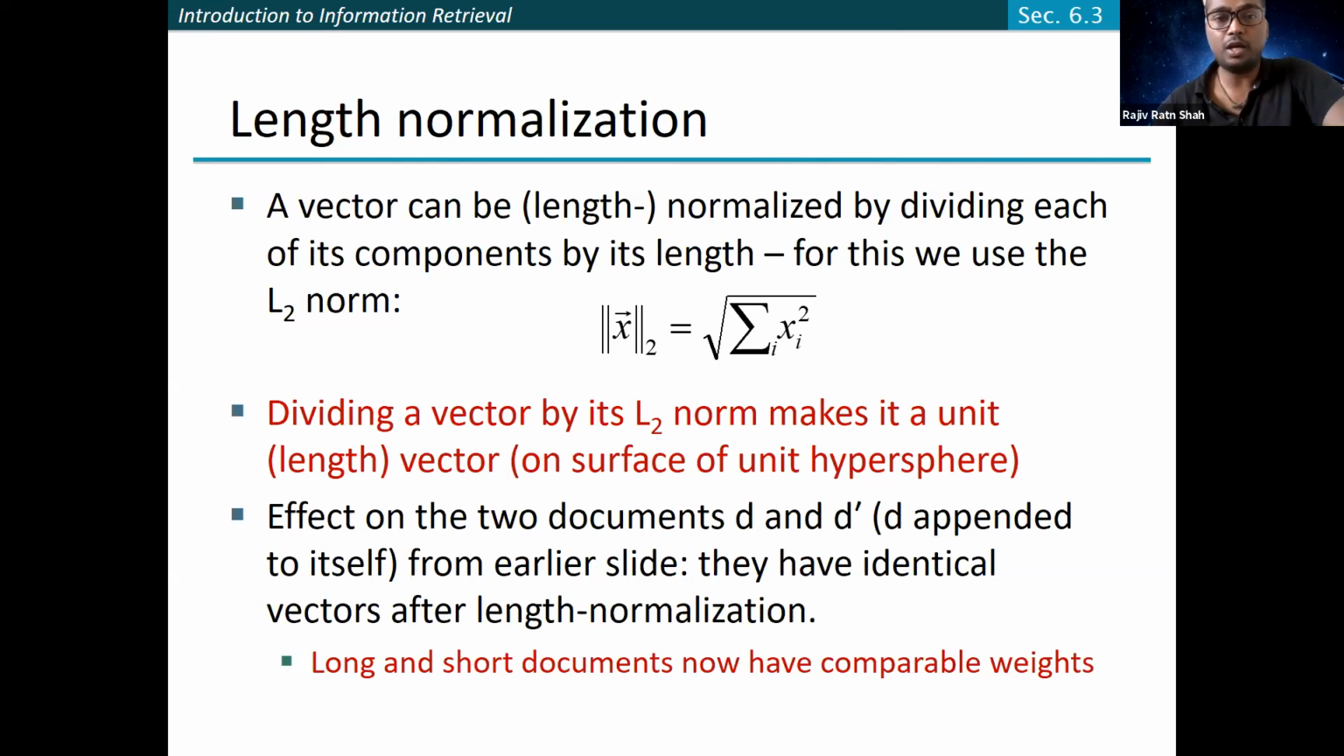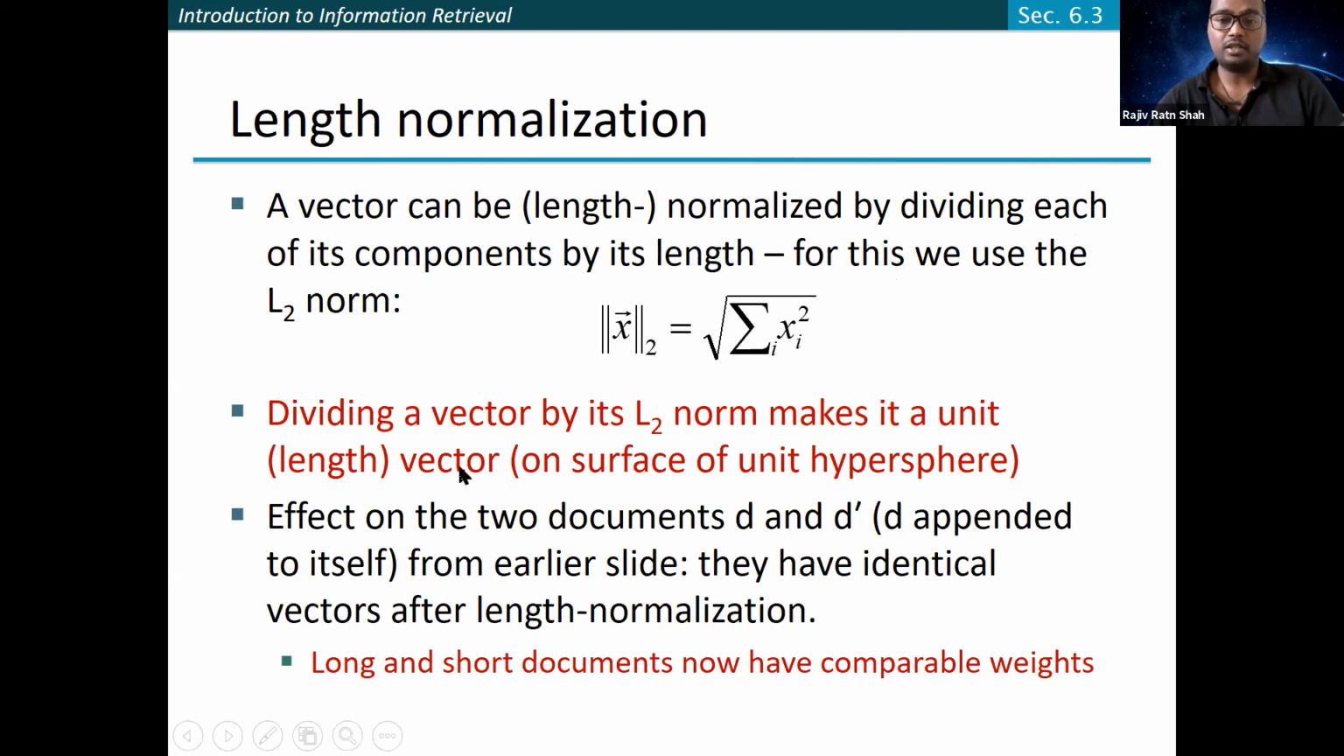One solution could be, how about we just compute the unit vector? Basically, divide the vector by its magnitude. In that case, you can compute its L2 norm. The L2 norm is simply the way you can compute its magnitude, and in that way you can normalize the whole vector by dividing by the L2 norm. Dividing a vector by its L2 norm makes it unit length.